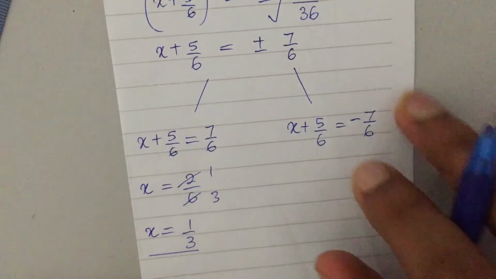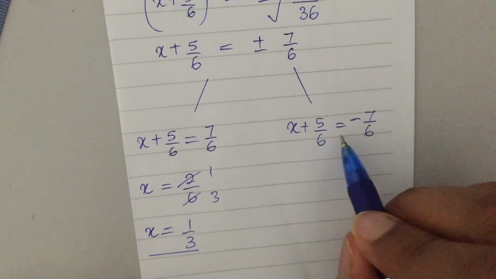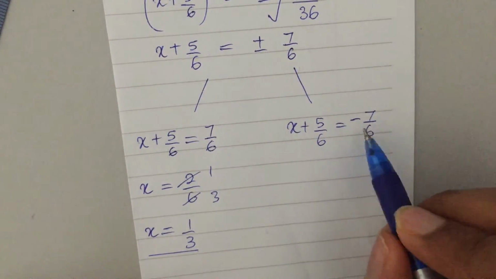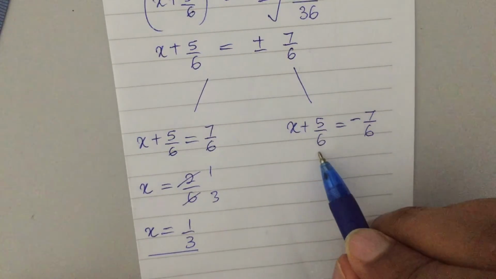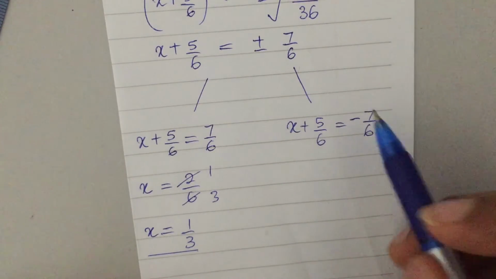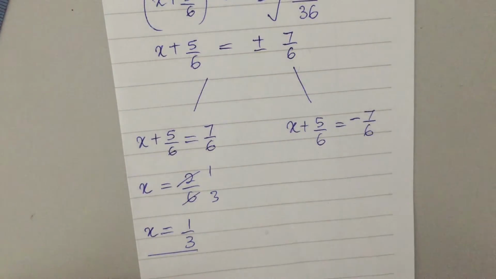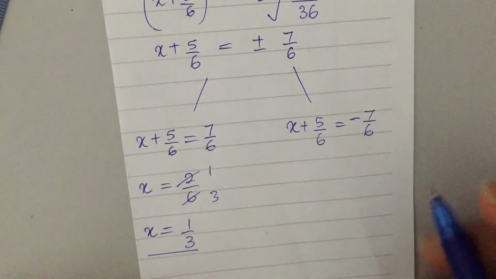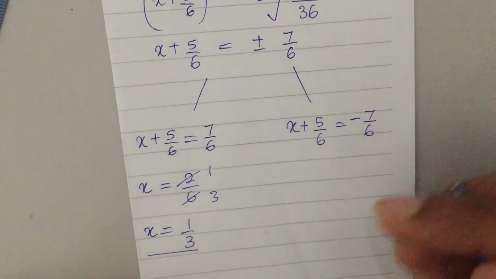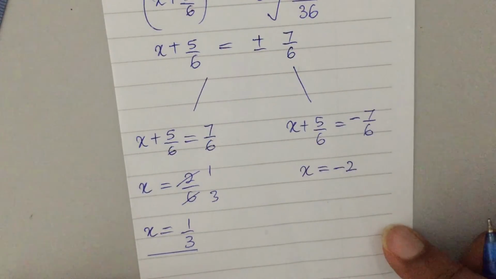Okay, so let us take a look at the second solution now. So from here, x plus 5 over 6 is equals to negative 7 over 6. So this 5 over 6 from the left hand side, you move it over to the right hand side. So from here, negative 7 over 6 minus 5 over 6, you get negative 12 over 6. So negative 12 over 6, you further simplify, you get x is equals to negative 2.